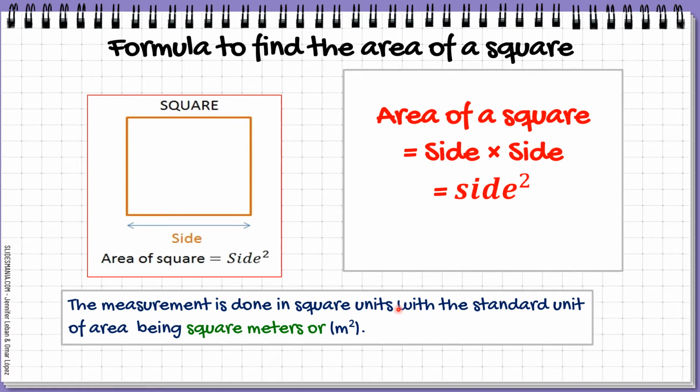So let's take a square over here, and let's say the side of the square over here is represented as word side. So the formula for area of the square will be side into side. That means we can also write it as side raised to the power 2 or side square. Fine. So another thing that you should know is that the measurement is done in square units, with the standard unit of the area being square meters or meter squares.